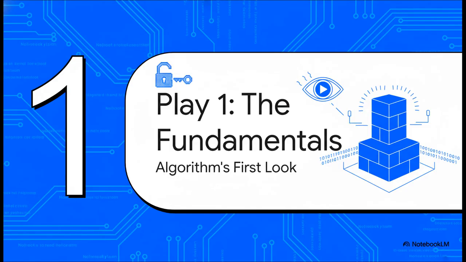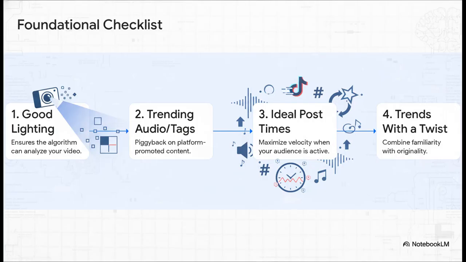Okay, let's dive into play number 1, the fundamentals. Before you can even think about all the cool viral triggers in psychology, you have to nail the basics. This is all about making that perfect first impression on the algorithm itself. So, here's your foundational checklist. First up, good lighting. It's not just about looking good, okay? The algorithm literally needs to see and categorize your video.